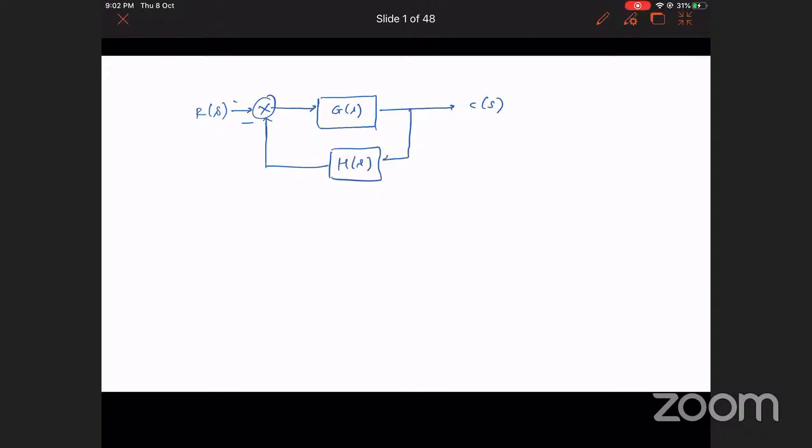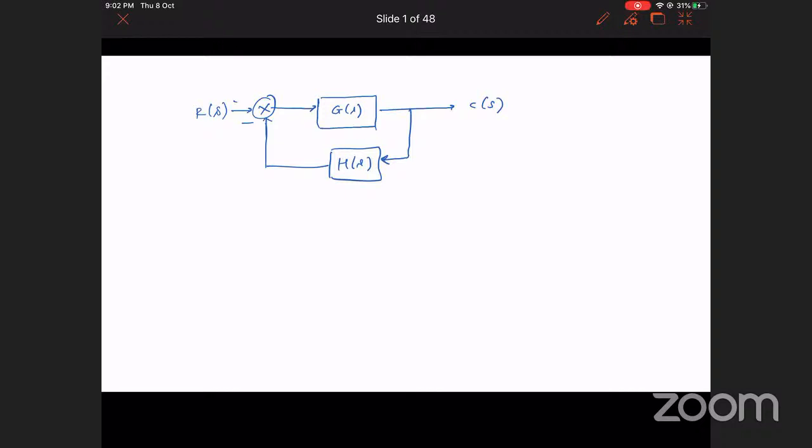So let us consider the system. This is G of s, R of s, let's say it is input. Then we have a summing point. I'm sure you know this. Let us assume a negative feedback system. This is H of s. A typical system I'm drawing, guys. Nothing great. I'm just drawing a typical diagram of a closed loop control system.